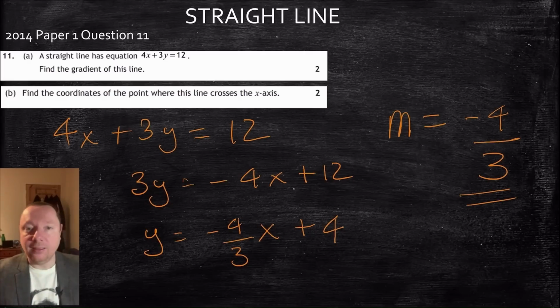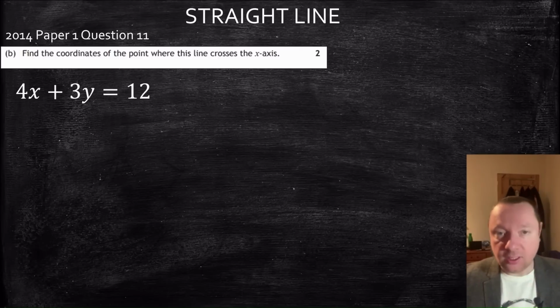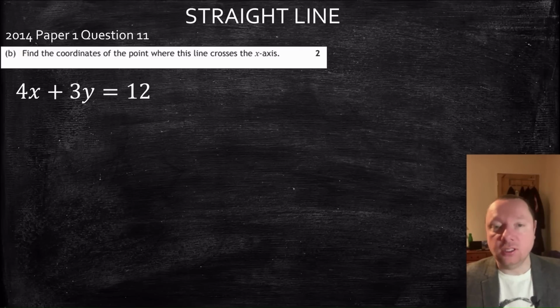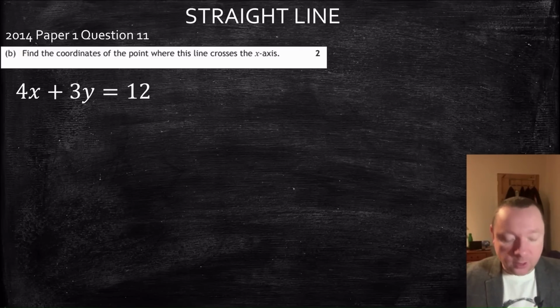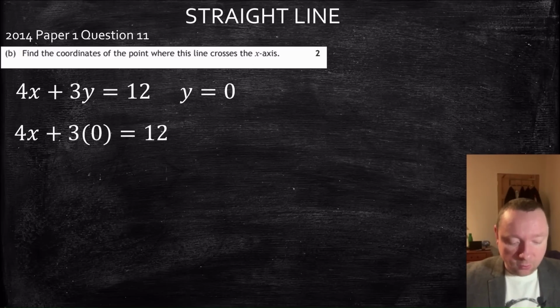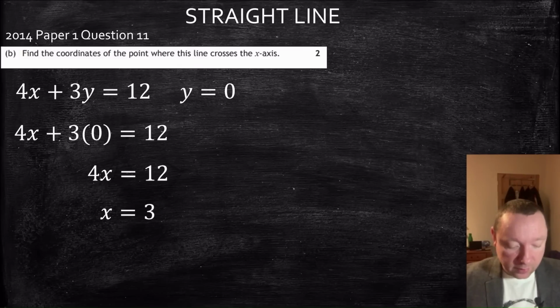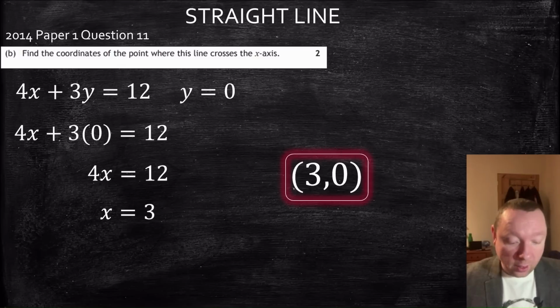And we're done there. Part B says find the coordinates of a point where the line crosses the x-axis. So we've got 4x plus 3y equals 12, remember. Cuts the x-axis when y is 0. So we've got 4x plus 3 times 0 equals 12. So 4x equals 12. So x is 12 divided by 4, which is 3. So the point is (3, 0), x and y.